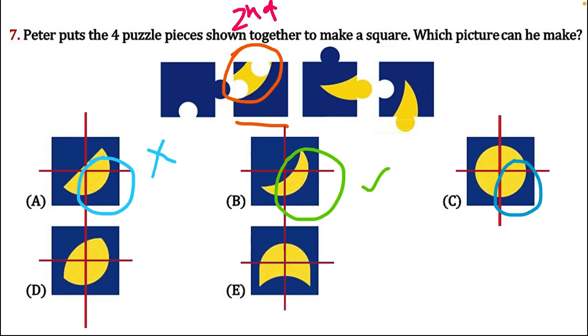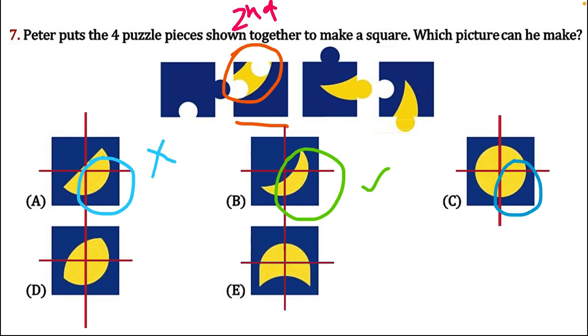Look at option number C. Option number C contains the middle portion, but it doesn't contain the blue part that is on the top right corner. So it is totally filled with the yellow color. It means this option is also incorrect.